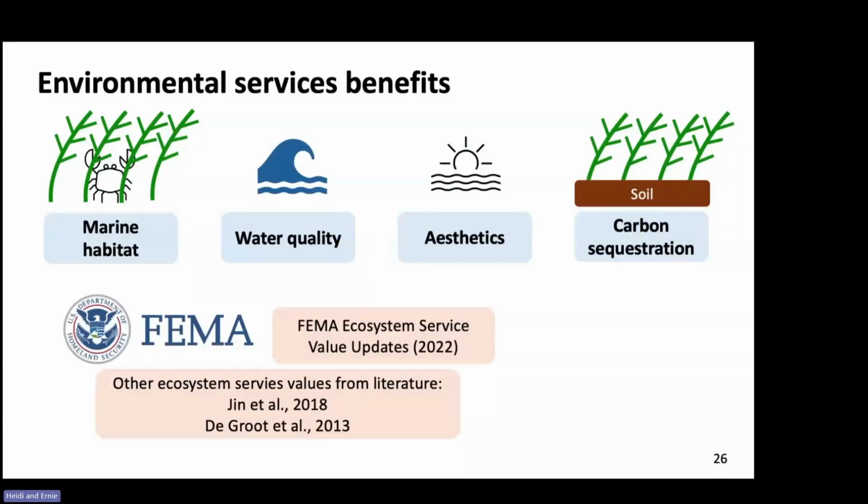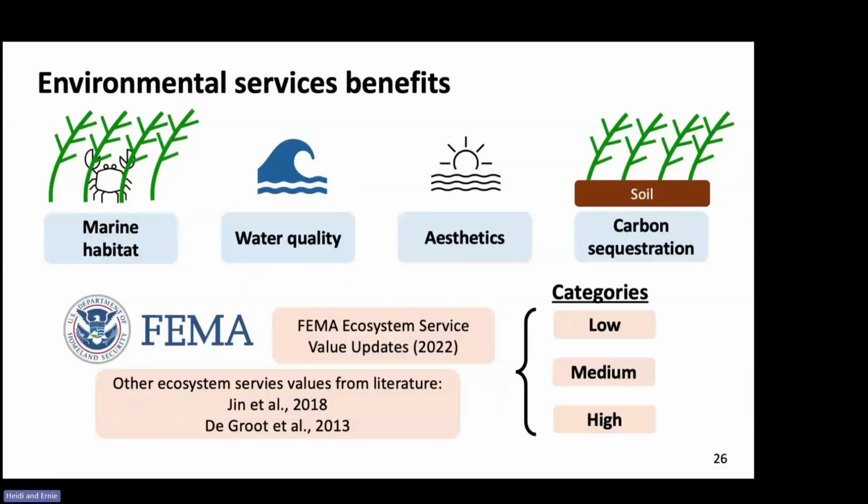These benefits can be monetized, and they are monetized in some lookup tables tabulated by government agencies such as FEMA in the US, and some literature has also reported the environmental service benefits in monetary terms. We have collected all these numbers and categorized them into low, medium, and high categories to see how sensitive the benefit cost ratio output would be to using different values of environmental services.